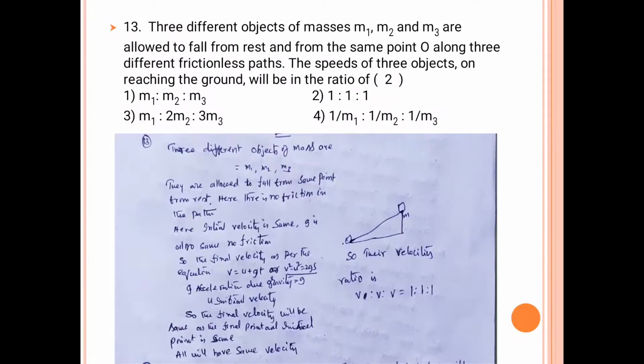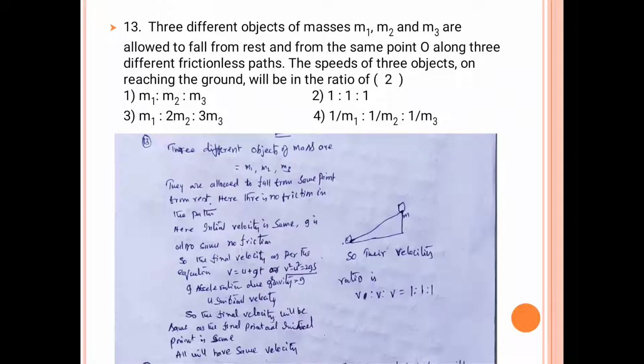Next, coming to the 13th question. Three different objects, masses m1 and m2, are allowed to fall from the same point from rest. Here there is no friction in the path. Here the initial velocity is the same, g is also the same, and there is no friction.